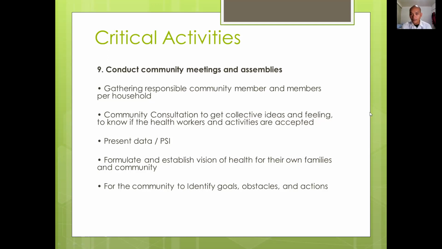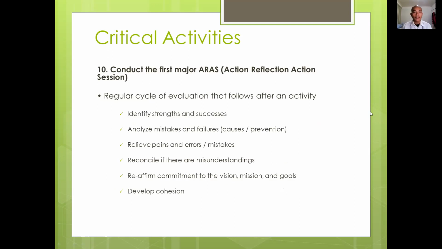I think this is the last of your critical activities, number 10. Okay, ito medyo mahaba to. Okay. Number 10 will be talked about conducting the first major ARAS. ARAS, hindi ARAC. Letter S yung last niya. ARAS stands for Action, Reflection, Action, Session. Okay, so in my photos, how can an ARAS look like?